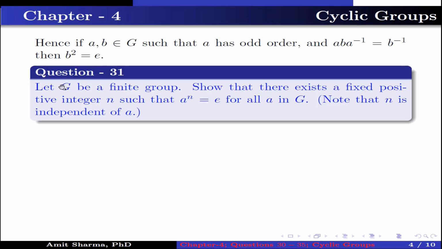Question number 31. Let G be a finite group. Show that there exists a fixed positive integer n such that a to the power n is equal to identity for all a in G. Note that n is independent of a.